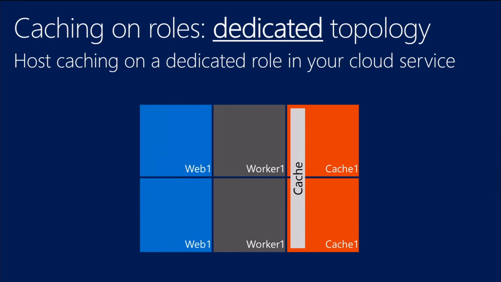So whenever we talk about Windows Azure caching, this dedicated and co-located caching on the role instances is what we're talking about. And so for the rest of the talk, that's the type of caching that we're going to be taking a look at.